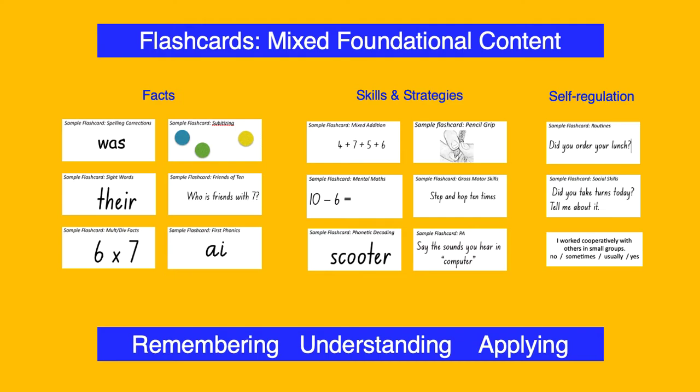So it can contain different topics, it can contain different types of flashcards, those that contain facts or those that need for the student to demonstrate a strategy, or things like self-regulation. The thing to remember is that the skills, the learning objectives that we're looking for are remembering, understanding, and applying. And these are essential knowledge and skills to be used in those higher order thinking skills.